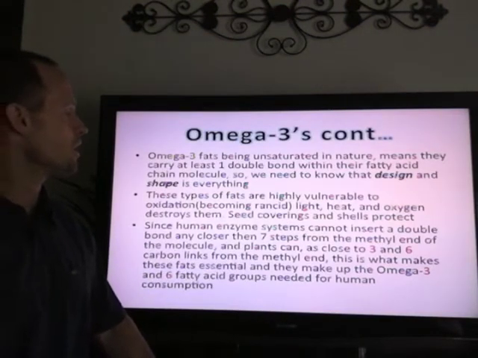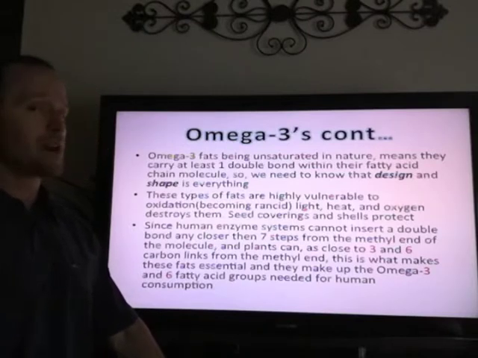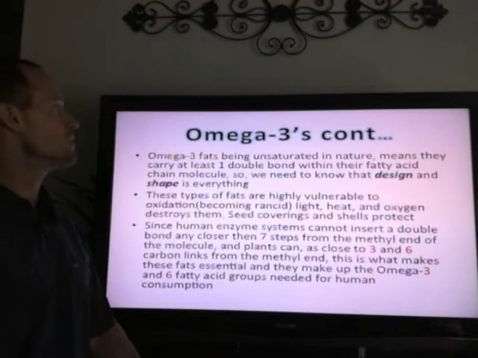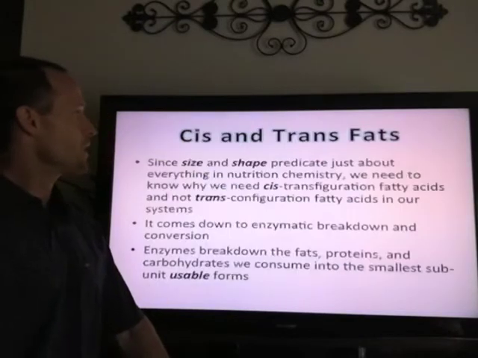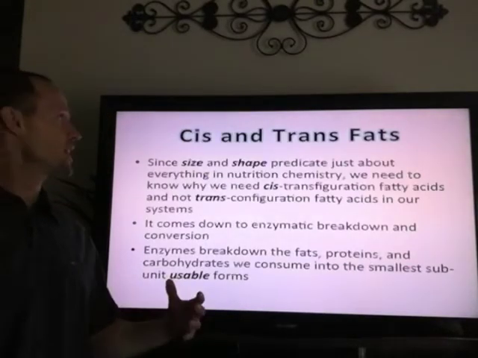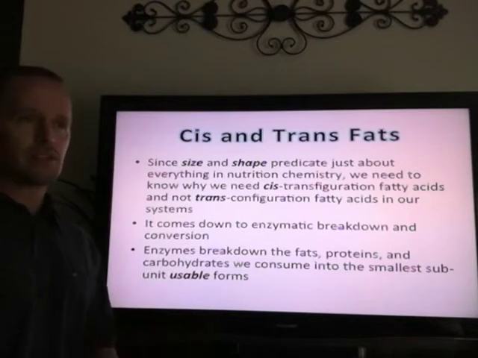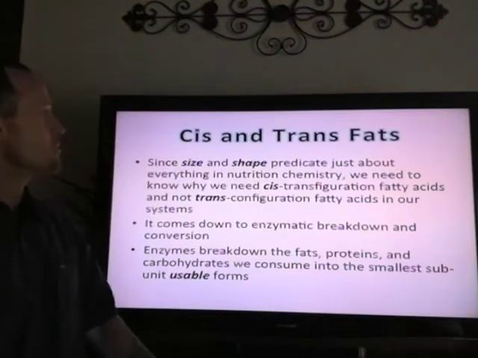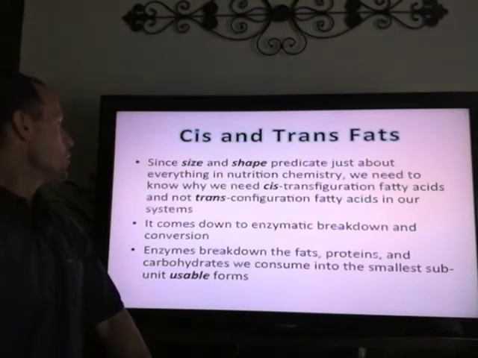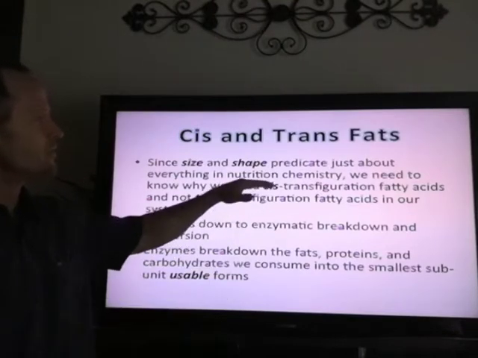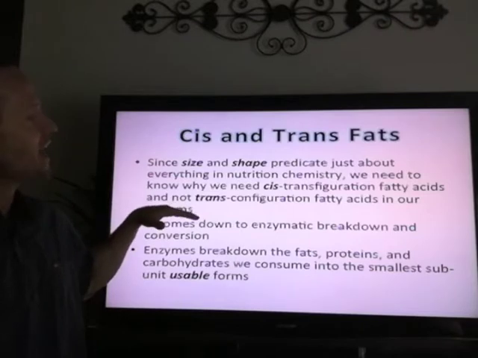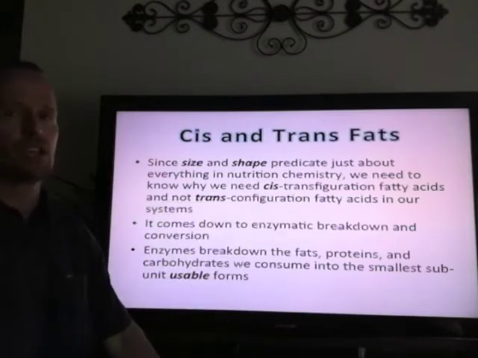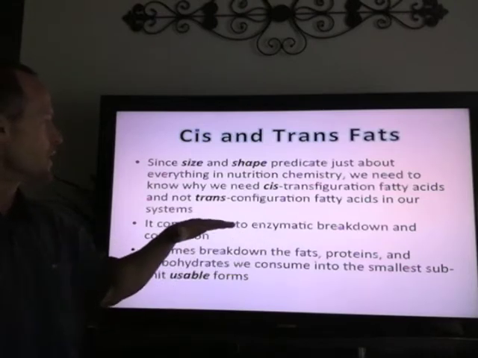Omega-7s come from coconut oil and from some other sources, but your body can actually make those to a certain degree because your body has the enzyme systems to do so. Now, without getting too wordy, we need to understand that cis and trans fats are completely different in how your body utilizes them. Since size and shape predicate just about everything in human nutrition or nutrition chemistry, we need to know why we need the cis configuration fatty acids and not the trans configuration fatty acids. Configuration basically means shape. The cis shape or the trans shape.